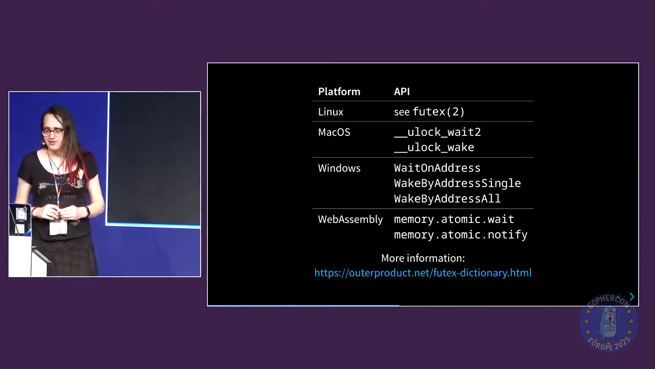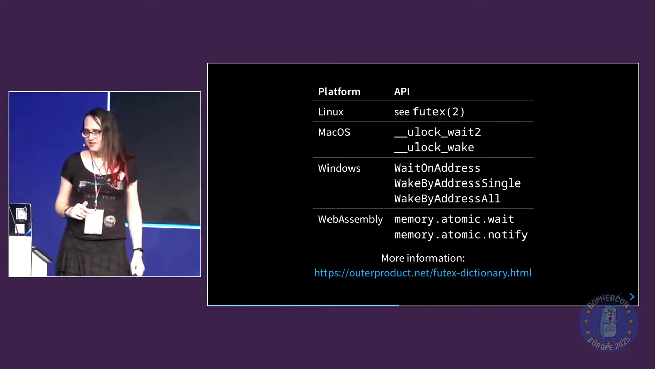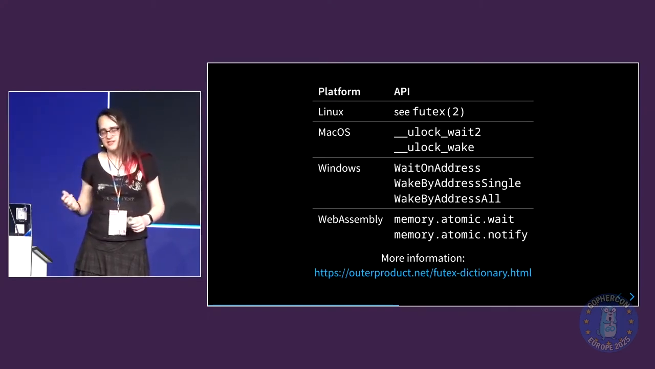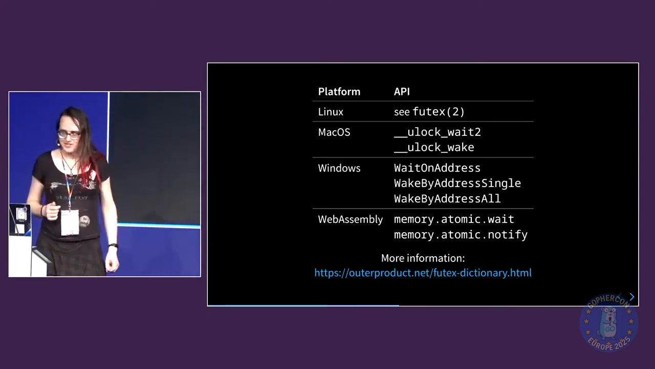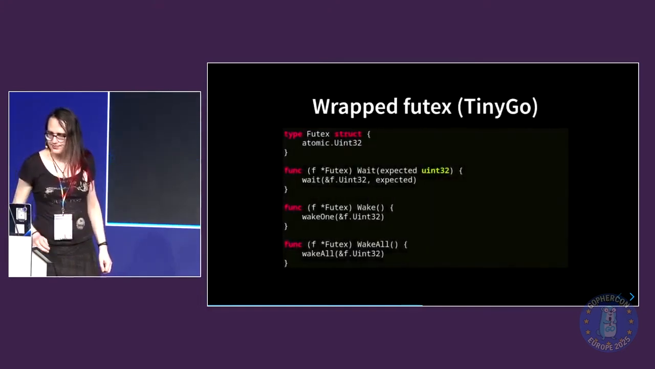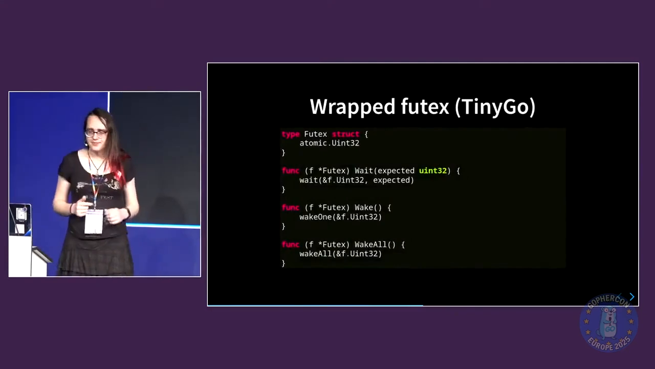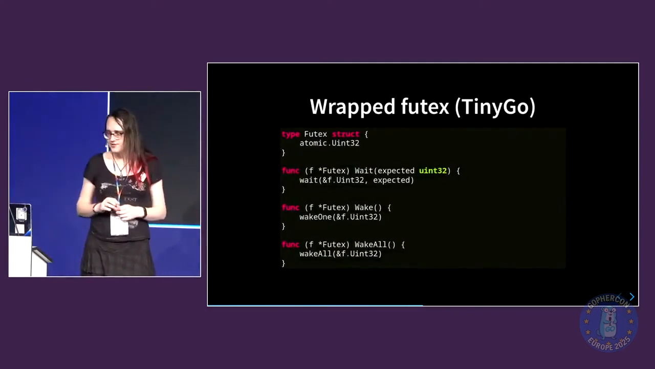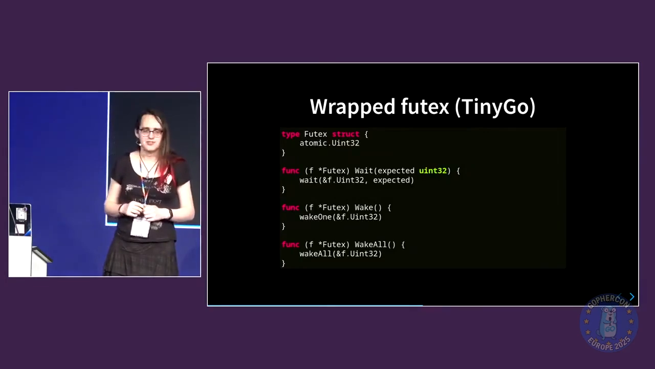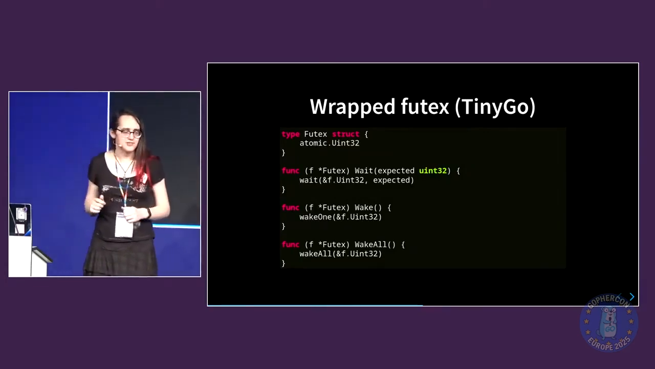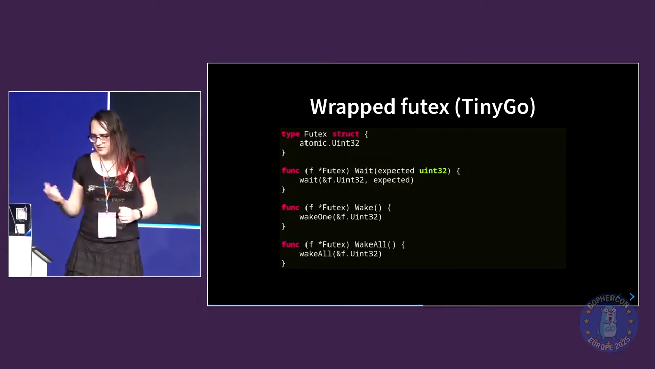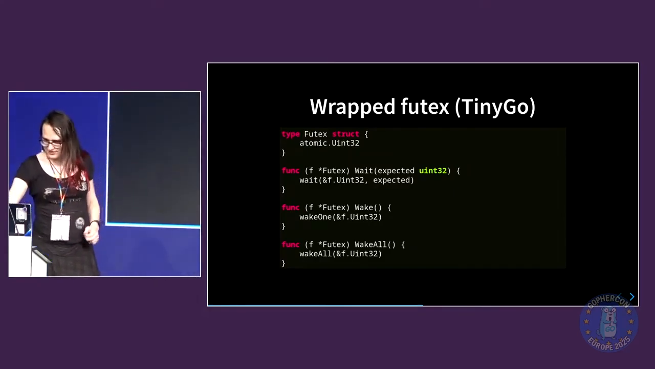And on Windows, there are a few system calls with very descriptive names, and WebAssembly also has some from the threading proposal that doesn't actually implement threads. That's basically a subset of all of the above. To make this simple in TinyGo, I made a wrapper type called a futex, and basically it adds a few methods on top of an atomic variable, because futexes are based on atomic variables. It's the wait call, the wake call, and waking all waiting threads.